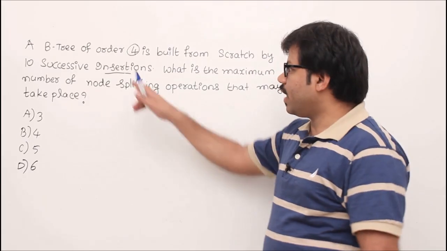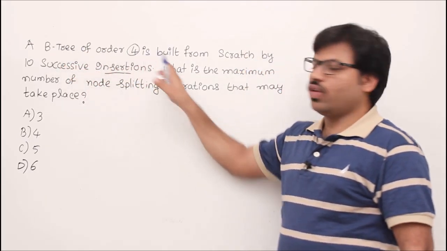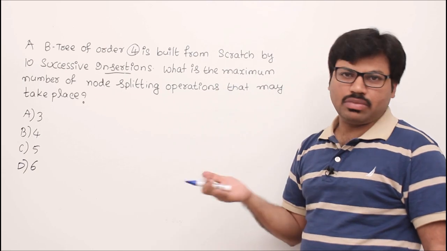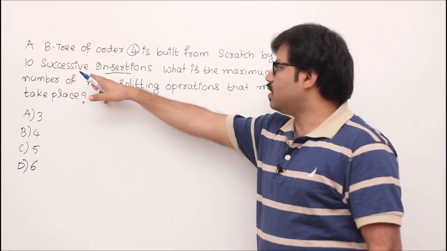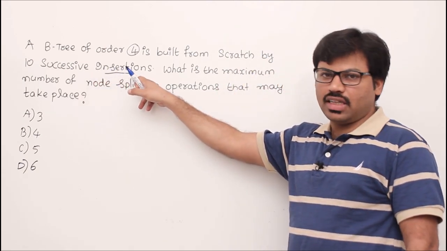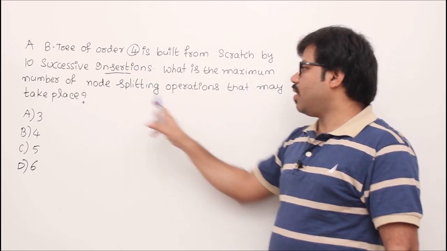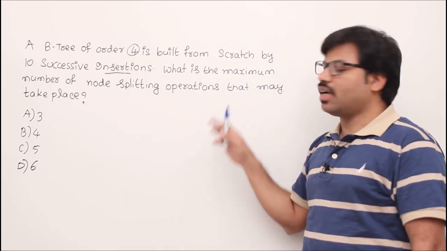Okay. Now we'll see one more GATE question. A B tree of order 4 is built from scratch, that means from the start, by 10 successive insertions. They did not mention the numbers. What is the maximum number of node splitting operations that may take place?